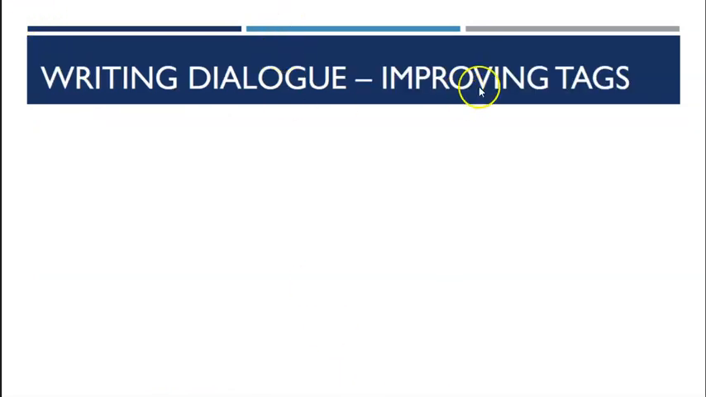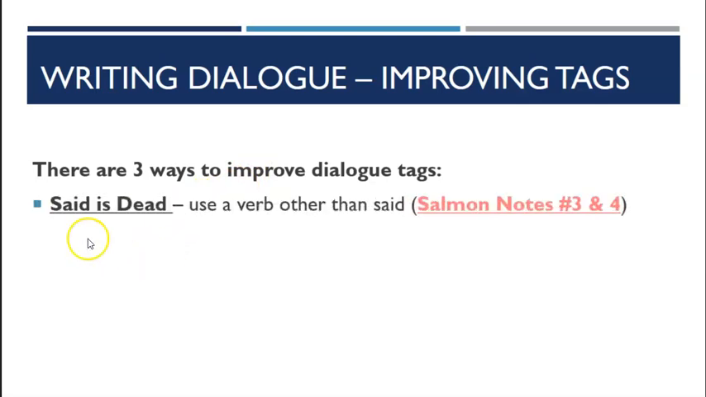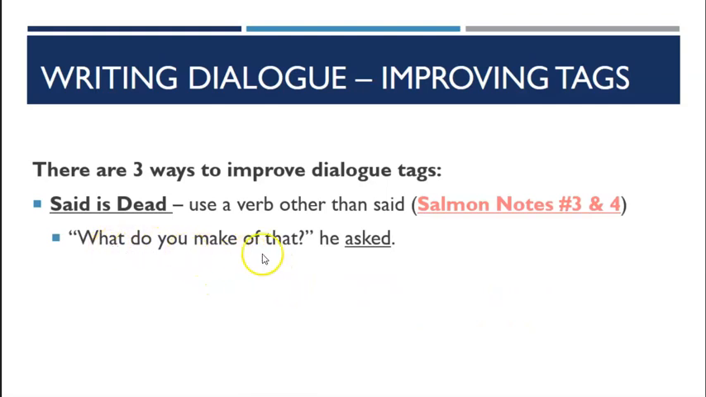Okay, so improving tags. We've been working on this. There are three ways to improve your tags, right? Those explanatory phrases, to make them better and not boring. So the first way is "said is dead." So using a verb other than said. Salmon notes number 3 and 4 have 140 different verbs to use. For the most part, everybody's been doing well with this method. So some examples. "What do you make of that?" he asked, asked replacing the word said. "I beg you not to do that," he cried.